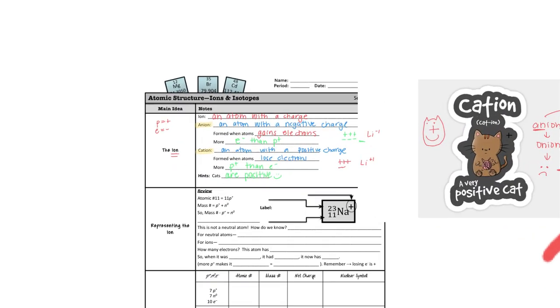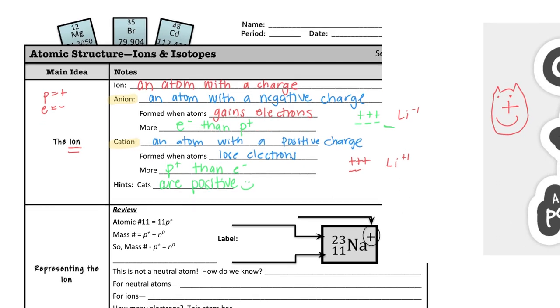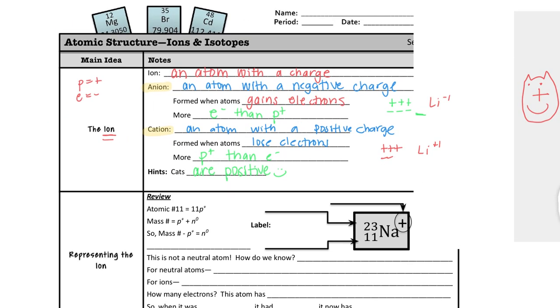All right, well, fine. If none of those work for you, you can just remember that cations are positive ions, anions are negative ions, and ions are an atom with a charge.